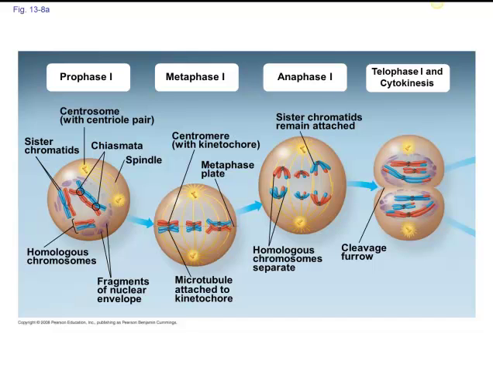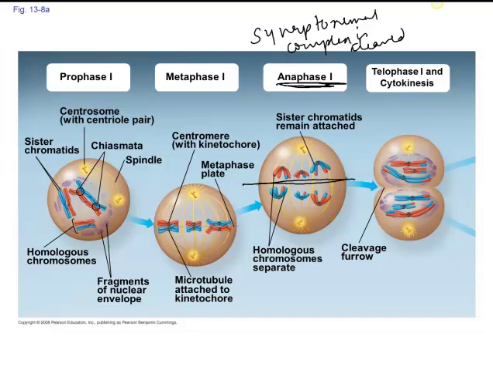In anaphase 1, what is different? The synaptonemal complex is cleaved, and then the homologous chromosomes separate. Now these chromosomes separate. Now what has happened here? How many chromosomes are present on this side? How many chromosomes are present on this side?